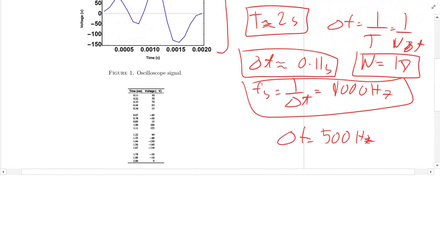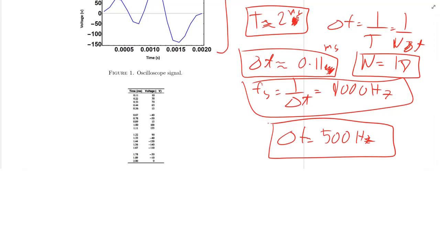Oh, sorry, excuse me, this is in milliseconds. My mistake. Not 2 seconds, 2 milliseconds. Excuse my notation. So we have all our values: we have capital T, we have our fundamental frequency, and now we can solve the rest of this problem.